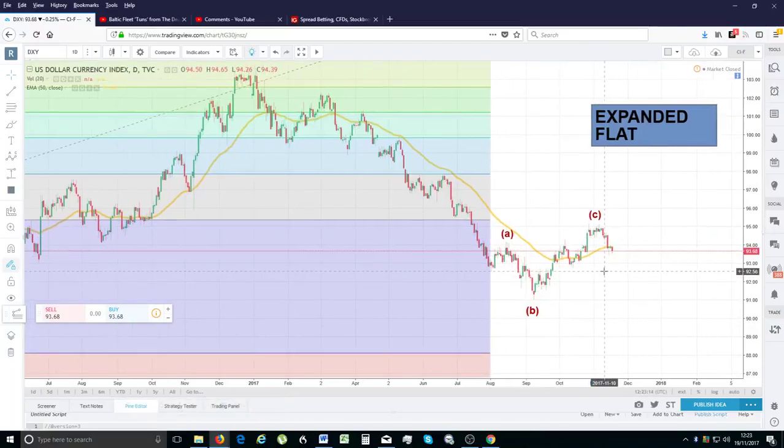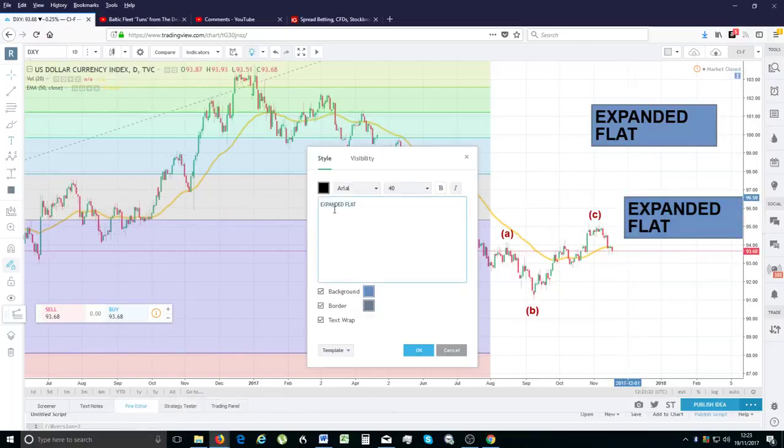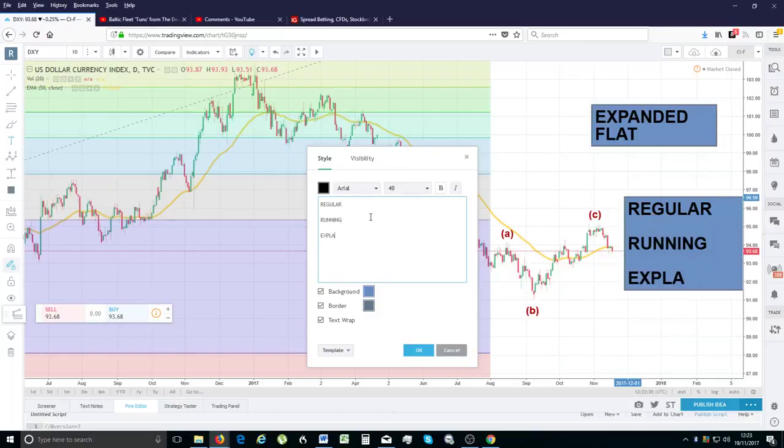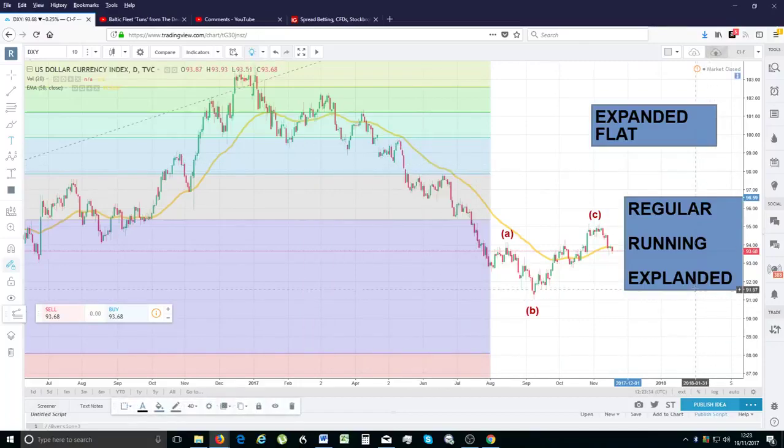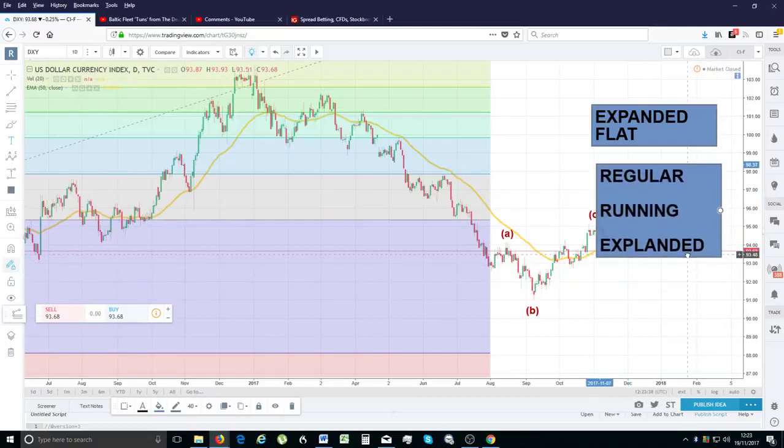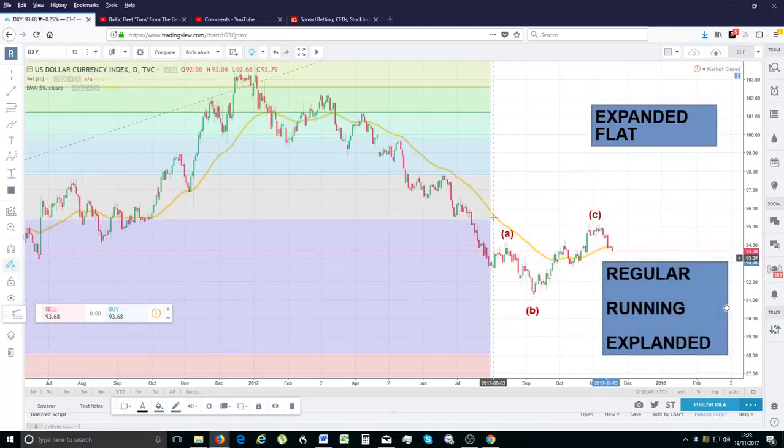Now, what's so interesting about this particular pattern is that you will see this all the time. There are actually 3 types of flats. There's a regular flat, there's a running flat, which in my experience is fairly rare, to be honest, and an expanded flat. Now, regular flats aren't that exciting really. They're just straightforward, you know, A, B, C.